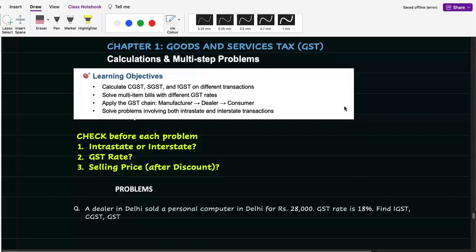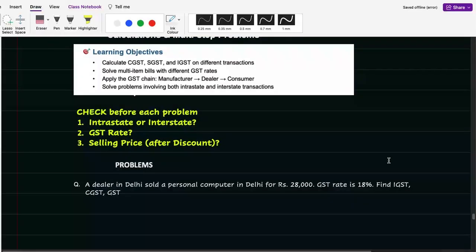As you know, in intrastate, CGST and SGST will both be half, that is, divided into two equally, whereas in interstate we don't have CGST and SGST, we have IGST in full, which will be paid to the central government, and later they will divide it to the destination state. And GST amount is applied on the selling price, not the marked price. Understood? This is something we need to be clear about before doing any problem.